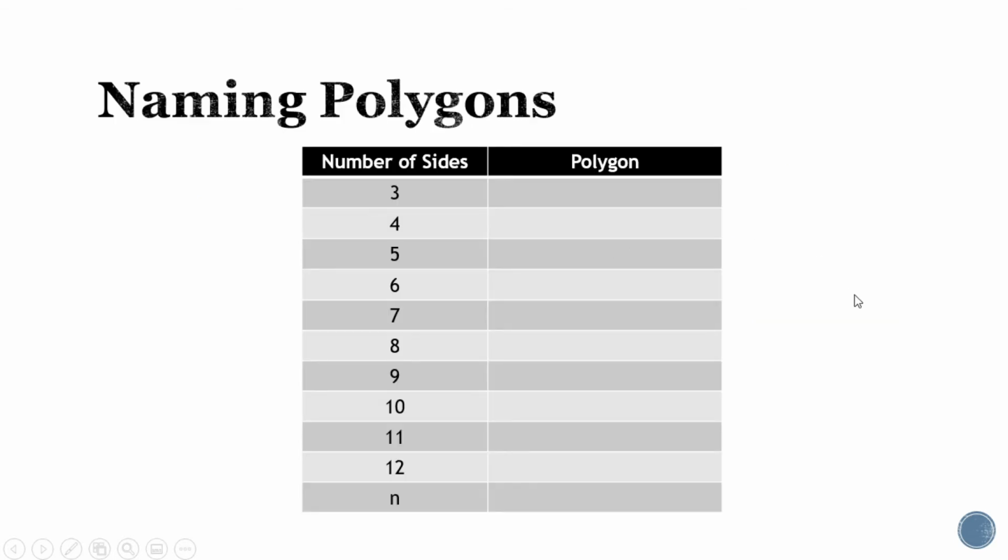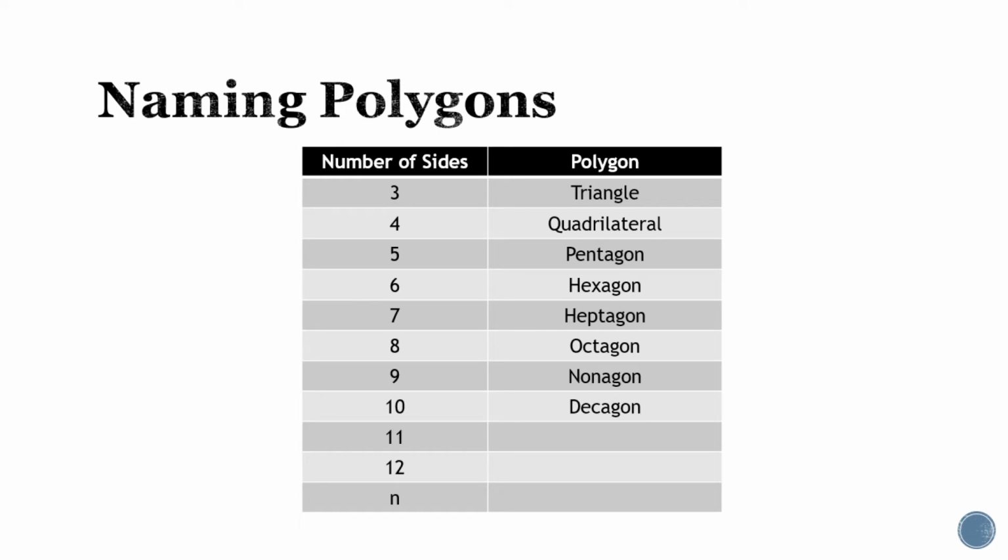Okay, let's name them. 3 sides is triangle. 4 sides is a quadrilateral. 5 sides is a pentagon. 6 sides is a hexagon. 7 sides is a heptagon. 8 sides is an octagon. 9 sides is a nonagon. 10 sides is a decagon. Now, when we get to 11, actually, we're going to repeat. And this is in Greek, we're going to go from 1 plus 10.